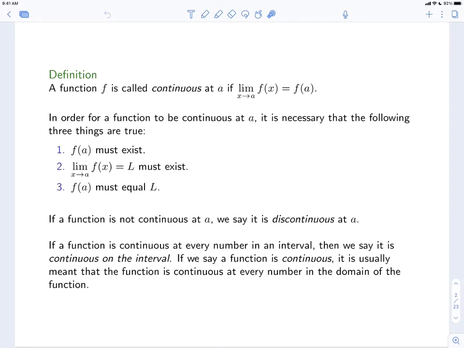If a function is not continuous, then we say it's discontinuous. If a function is continuous at every number on an interval, then we say it's continuous on the interval. If we say a function is continuous without specifying an interval, we usually mean that the function is continuous at every number in the domain of the function.